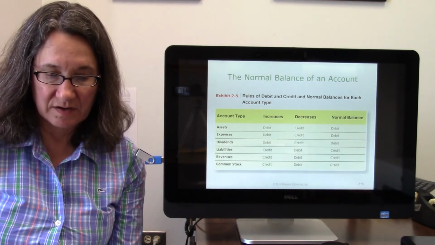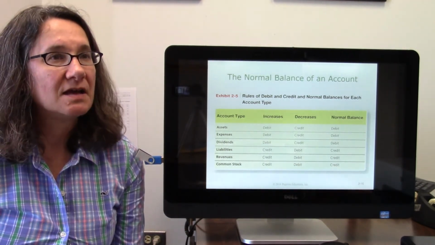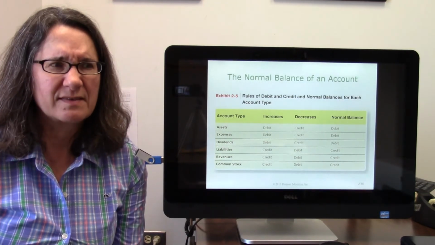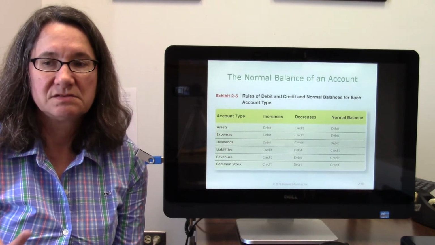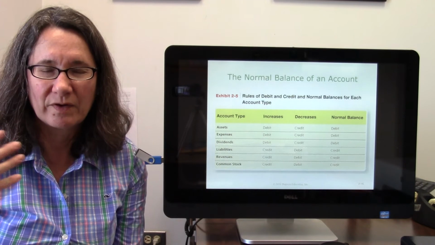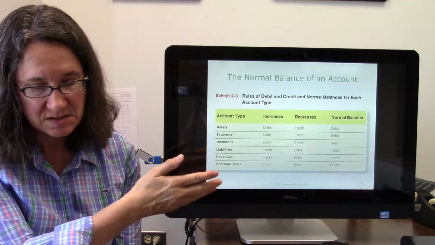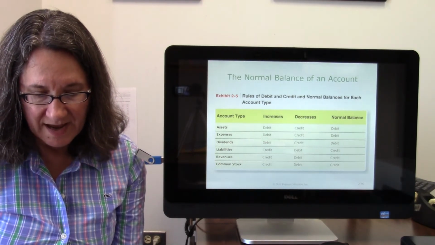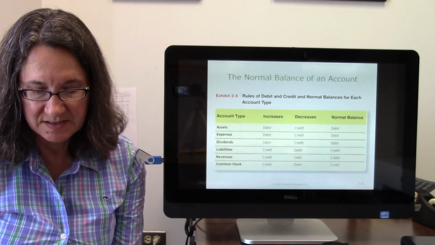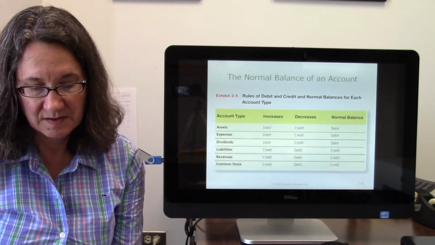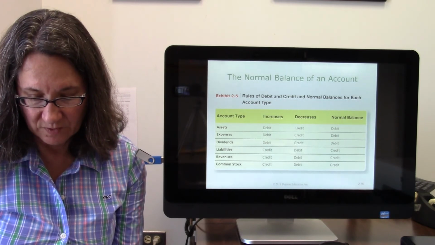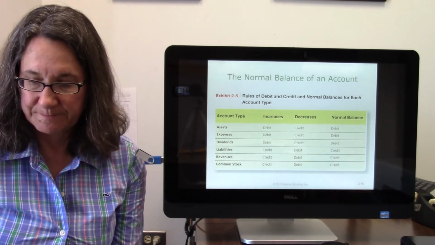So this is something you can memorize. I think as time goes by, it'll just become natural that you'll automatically know, oh, assets increase with debits, so cash would have a normal debit balance. Accounts receivable would have a normal debit balance. You just don't have to think about it. But for now, if you want to memorize, you can. So assets and expenses and dividends increase with debits, therefore the normal balance is a debit. Liabilities, revenues, and common stock increase with credits, therefore have a normal credit balance.